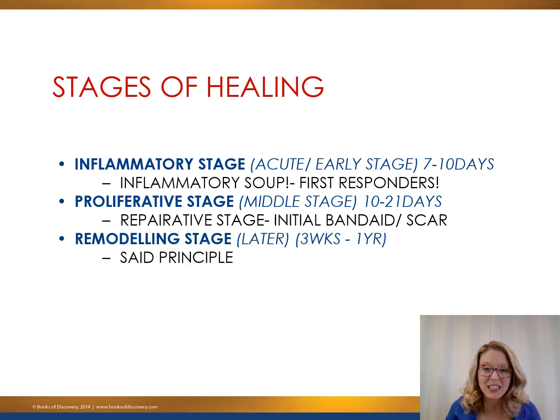And then the remodeling stage, so later, like 3 weeks up to even a year, depending on the type of injury, we have what's called the SAID principle coming into play, and we'll chat about that in a second. But basically, this is where that weak tissue is replaced by a stronger tissue, our type 1 collagen, and it's thicker, and this is the stuff that we want in and around our injured area in order to be able to safely return to play. So that's the tissue we're trying to strive for.